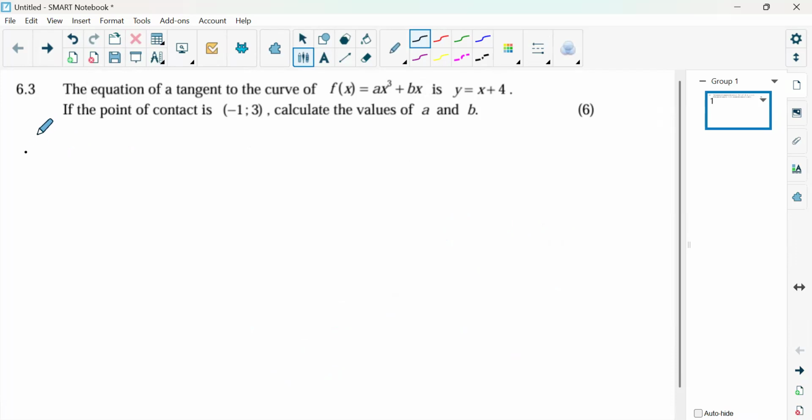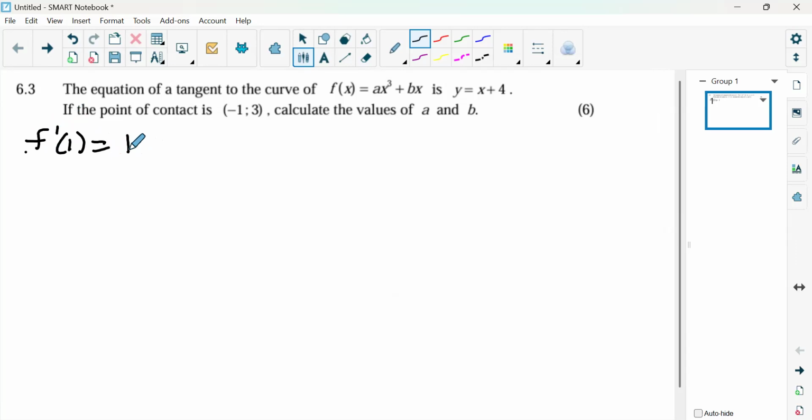I made a mistake here. It's not f prime of x is equal to 1. It's f prime of -1, which is equal to 1. So the gradient when x is equal to -1, at the point here where we're given -1, is 1. So when x is equal to -1, our gradient is equal to 1. So we know that one.